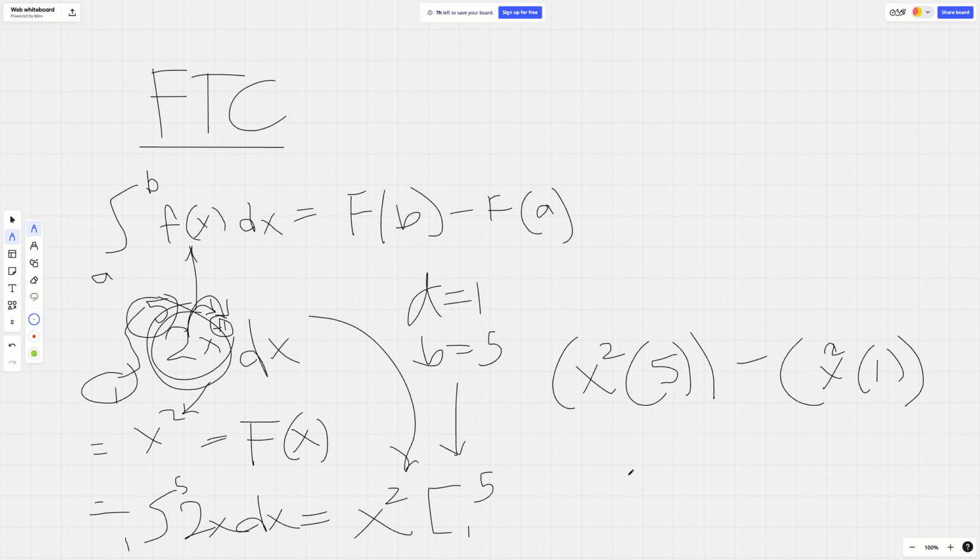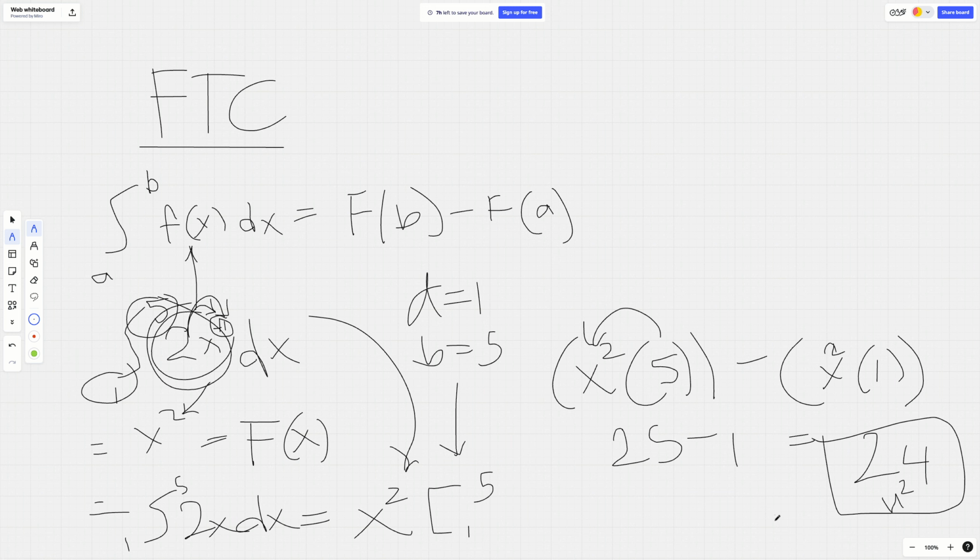That's our a value. Now, if we plug in 5 for x squared, we see that that's 5 squared, or 25. And if we plug in 1 for x squared, we see that that's 1 squared, or 1, to give us a value of 25 minus 1, which is 24. And that's it. What does this 24 really mean? Technically, I should put units squared. All this means is that the value of the definite integral of 2x, the area under the curve between 1 and 5 with respect to x, is 24 units squared.